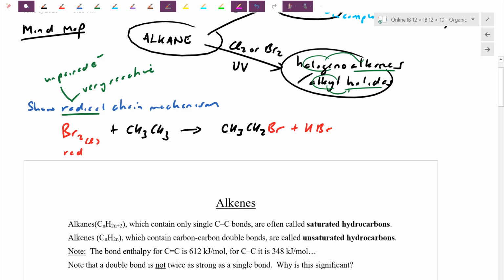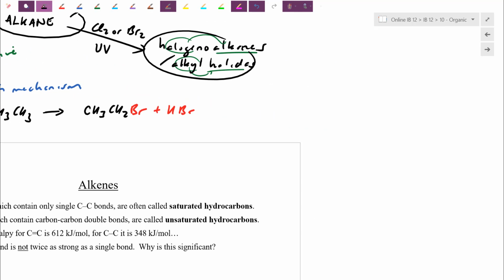Remember, for this free radical chain mechanism, it actually took place in 3 steps. You do need to know these 3 steps here. They are the initiation step. They're the starting step. Remember, it's the initiation step that actually requires the UV light.